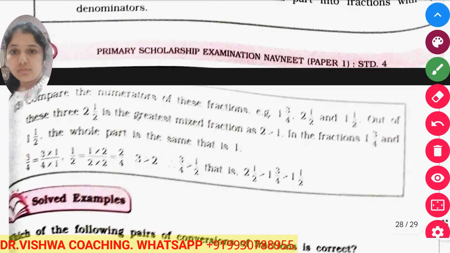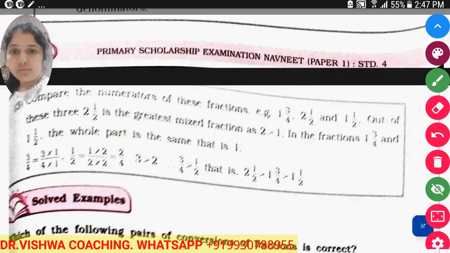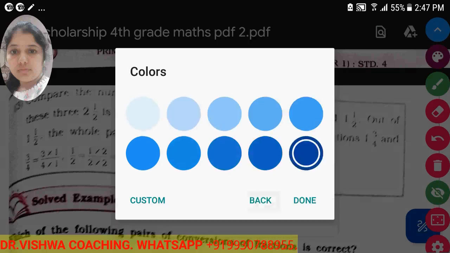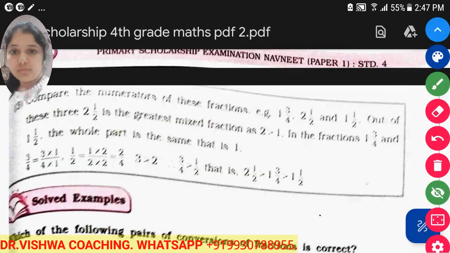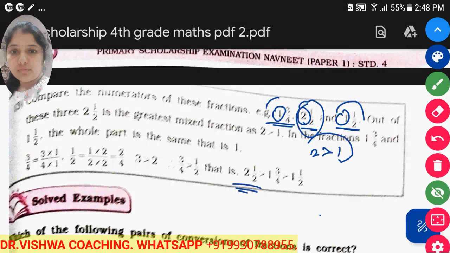Now see, I will show you. 1 3/4 is one fraction, 2 1/2 is another fraction, and 1 1/2 is the third fraction. Now we have to compare these mixed fractions. Here the integral part is 1, here 2, here 1. So which is the greatest one? This one with 2 is the greatest, because 2 is greater than 1. So this fraction is the greatest fraction.